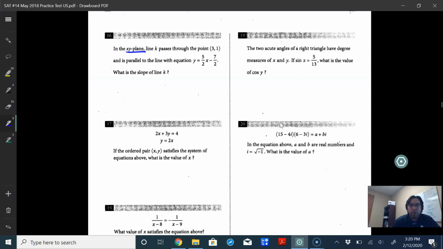So this one says, in the XY plane, line K passes through the point (3, 1). Remember, that is equivalent to (x, y). And it's parallel to the line with the equation y equals 5/2 x minus 7/2. If it's parallel, it's asking, what is the slope of line K? Quite honestly, this information up here is really irrelevant. It doesn't matter what my intercept happens to be.